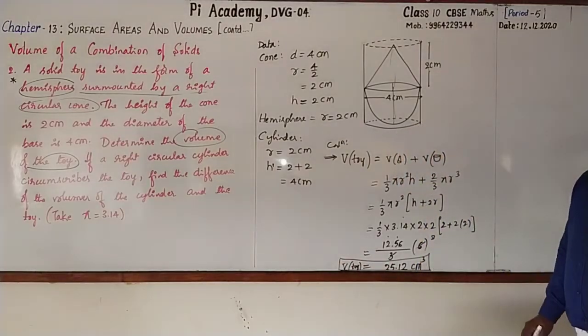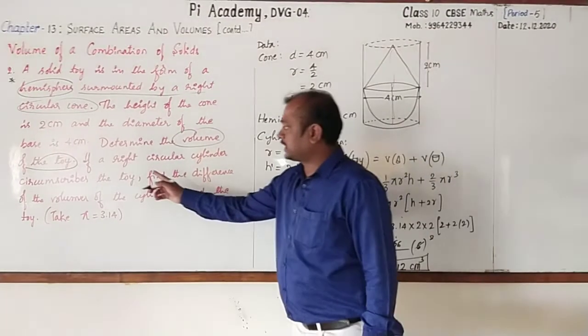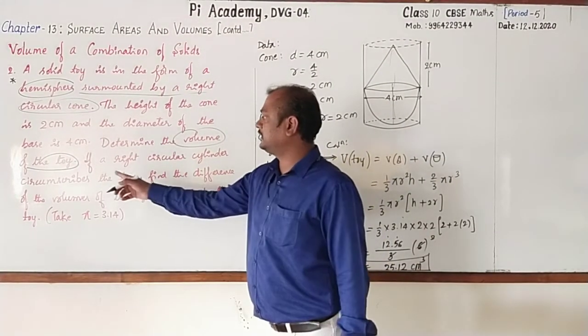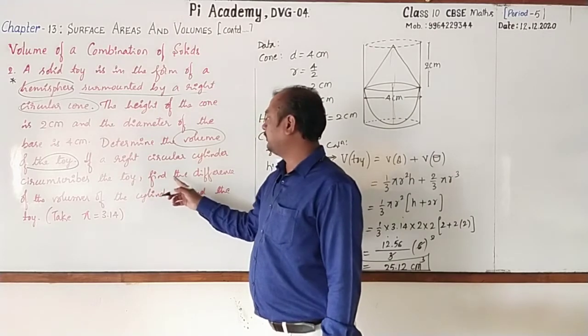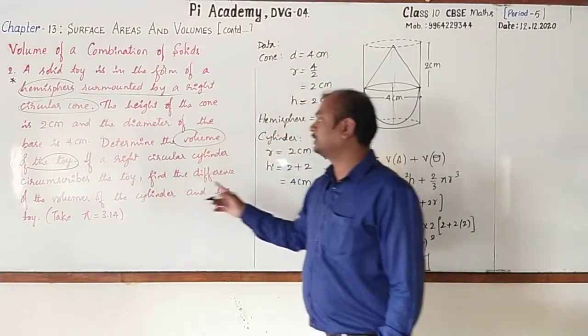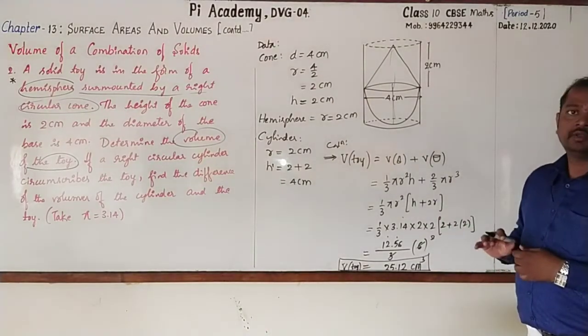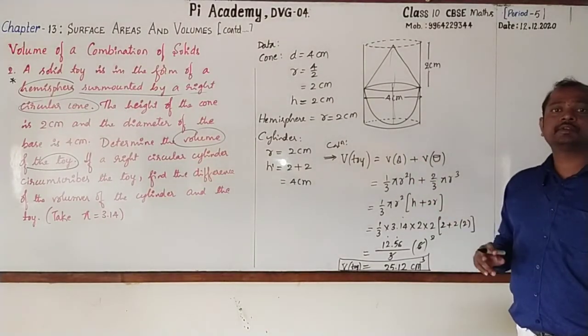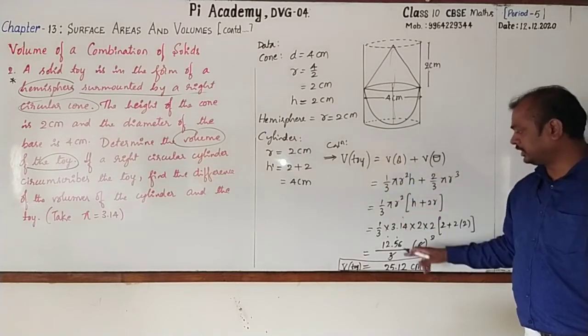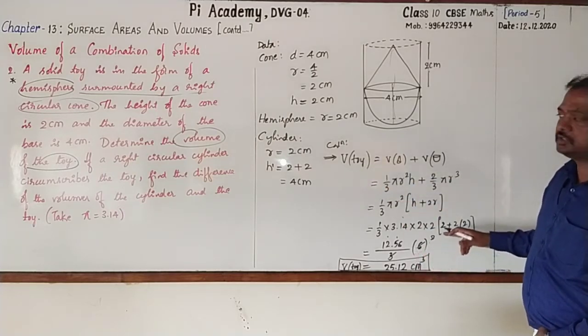Next, let's move on to the second one. If a right circular cylinder circumscribes the toy, then we have to find the difference of the volume of the cylinder and the toy. Hence, first we shall find the volume of the cylinder, because the toy has already been found, right?